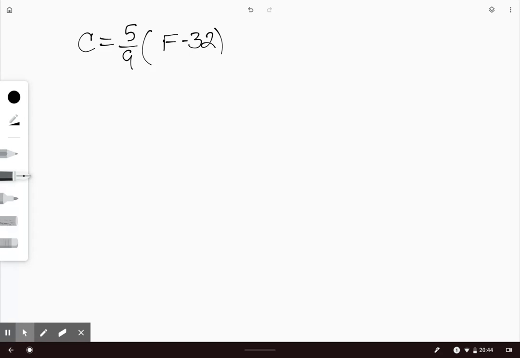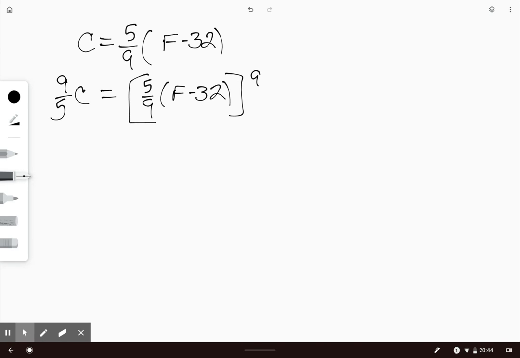So what I've got going on here is I have 5/9 times (F minus 32). So the first thing that I want to do is multiply both sides by the reciprocal of 5/9, which is going to be 9/5. So if I multiply this side by 9/5, that gives me 9/5 C. And then over here, I'm going to put this entire side in what we call brackets, just to show that I'm multiplying everything by 9/5. But what happens when I do that is all of these things cancel out. So that leaves me with 9/5 C equals F minus 32.